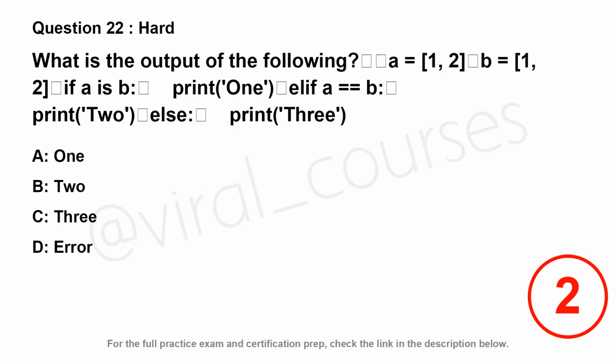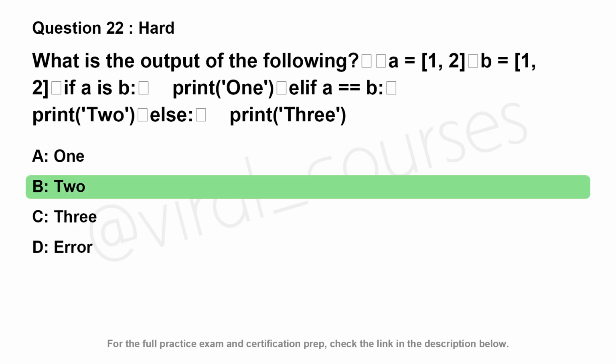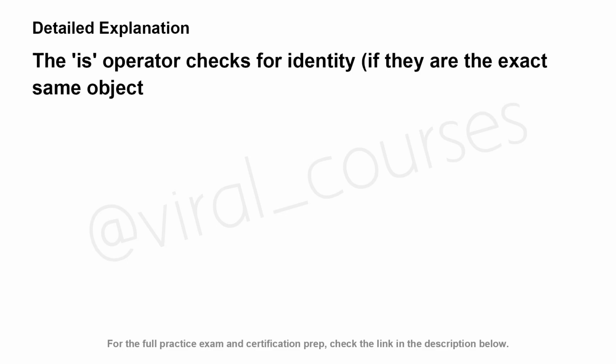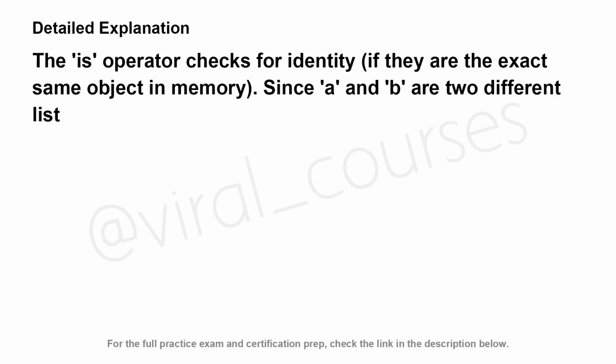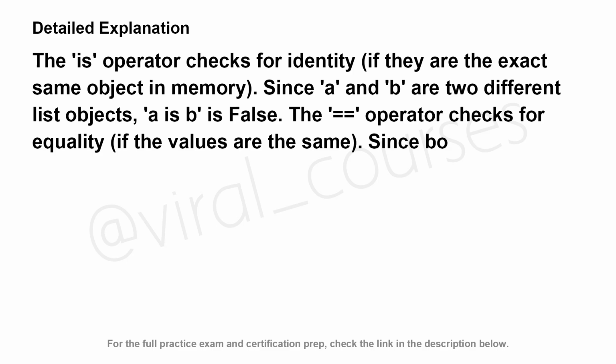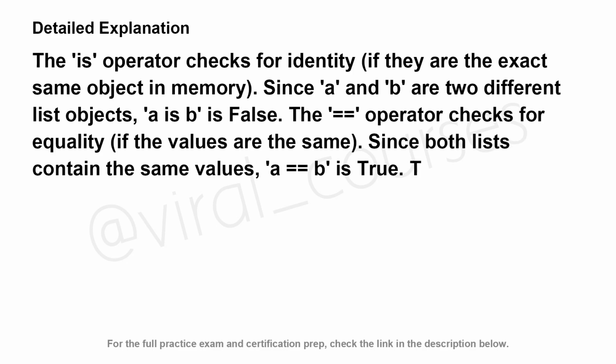The correct answer is B. The is operator checks for identity, if they are the exact same object in memory. Since a and b are two different list objects, a is b is false. The equals operator checks for equality, if the values are the same. Since both lists contain the same values, a == b is true. Thus, 2 is printed.